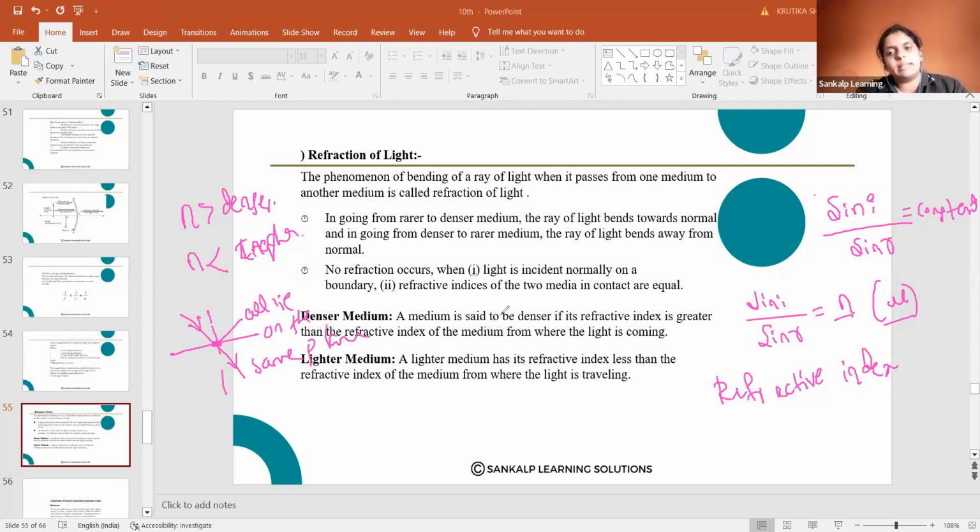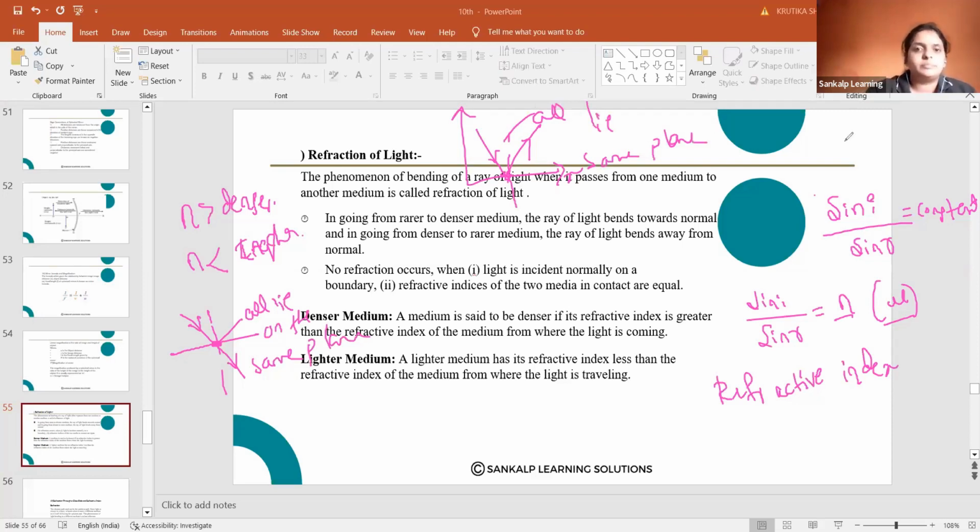So what are the two laws here? The first law is that the sine of the angle of incidence to the sine of the angle of refraction is constant. This constant is called the refractive index. Then the second law is at the point of incidence only. If I consider this as my xy plane, this is my incident ray, this is the refracted ray, and this is the normal drawn. At the point of incidence, the incident ray, the refracted ray and the normal all lie on the same plane.